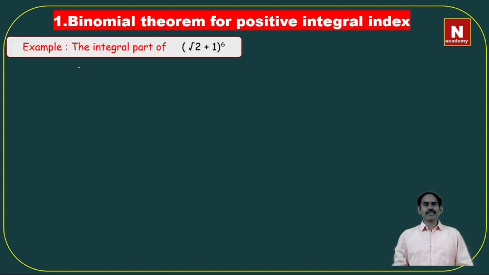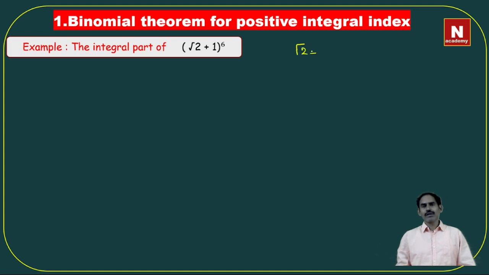Using the previous discussion, we have to find the integral part of (root 2 plus 1) whole power 6. Integral part means you should write the integer value. Here a square root is involved. With this simple example, you can understand which part you should find.